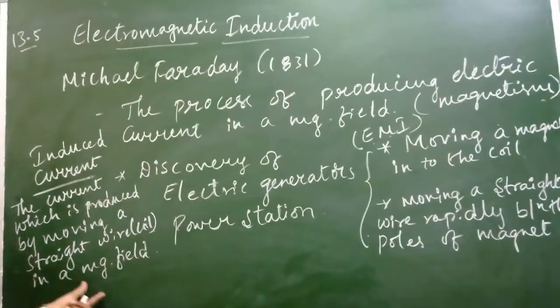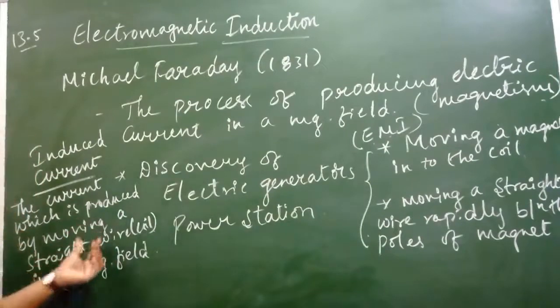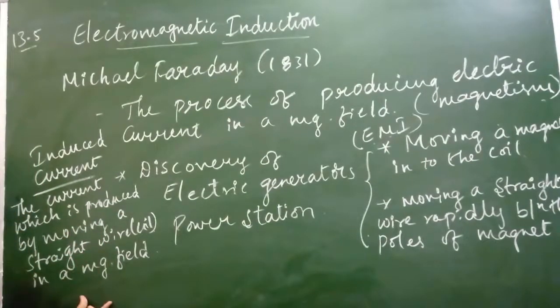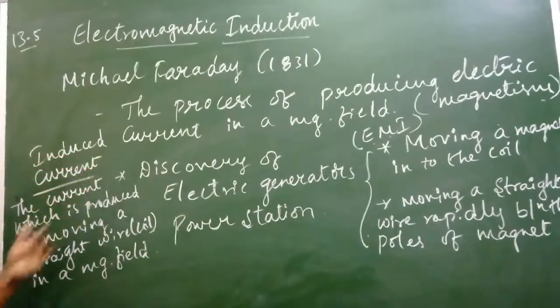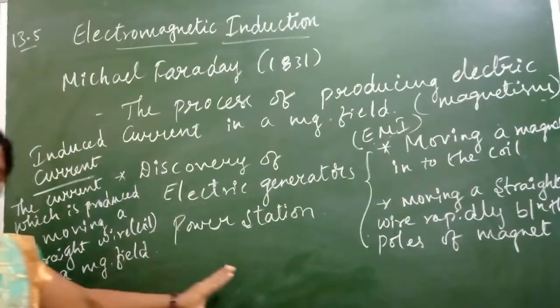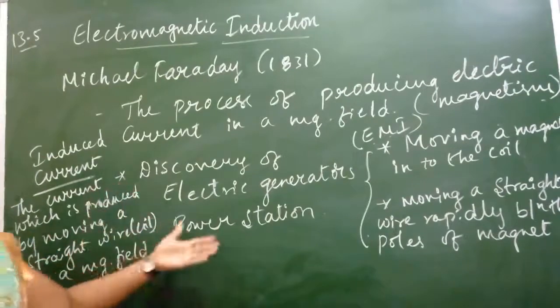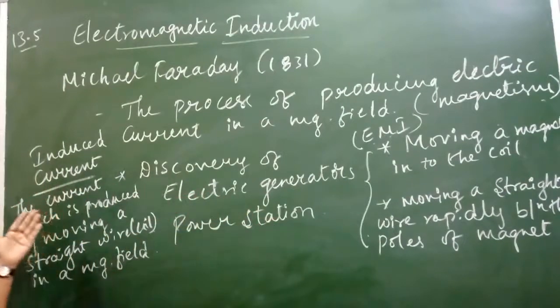Understanding? Here we are moving a conductor in a magnetic field. So the produced current is called an induced current. Understand? Induced current means when we move a conductor in the magnetic field, we generate an electric current, and that electric current is called an induced current.